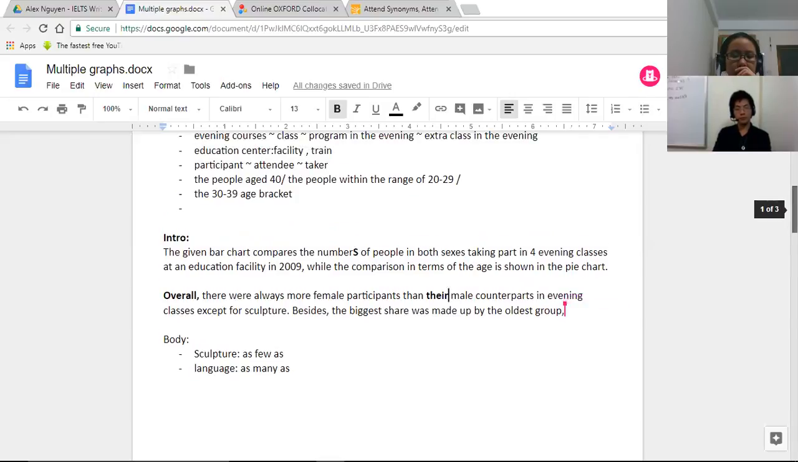Overall, there were always more female participants than their male counterpart in evening classes except for sculpture. Okay, I think the sentence is very good now. Besides, the biggest share was made up by the oldest group. I think we lack something in the biggest share. The biggest share of what, right?